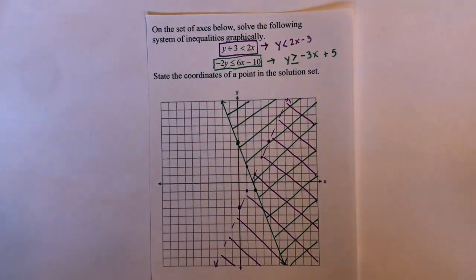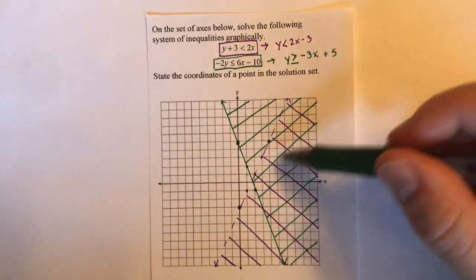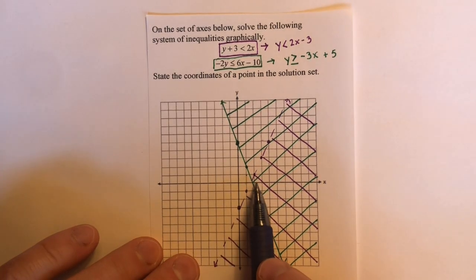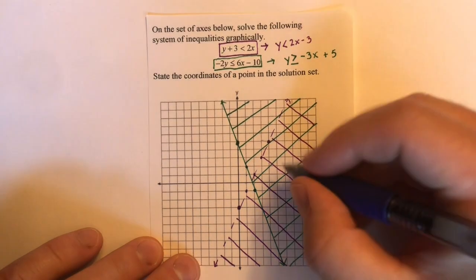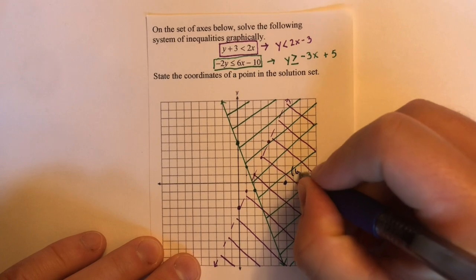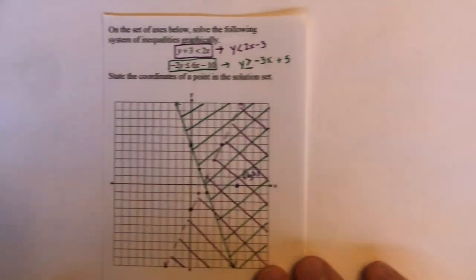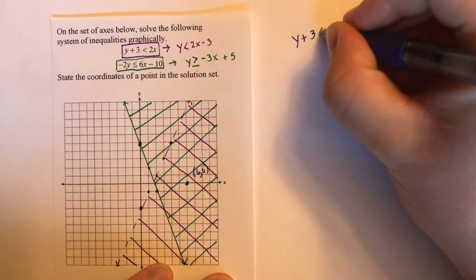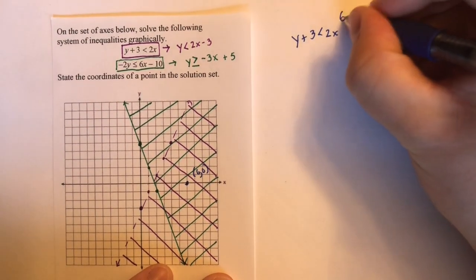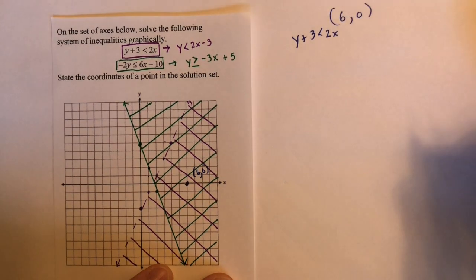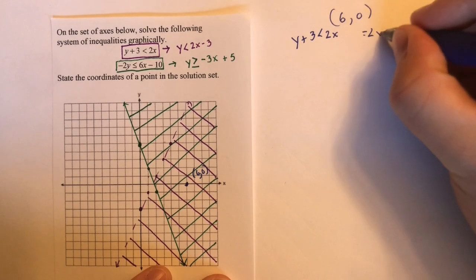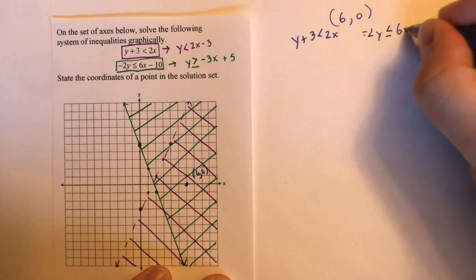All right, so it looks like our solution set is down here where the overlapping occurs. So we're going to pick a point over there. Let's pick 6, 0. Okay? So we're going to substitute 6, 0 into both of these. So we had y plus 3 is less than 2x. Okay? We also have -2y less than or equal to 6x minus 10.